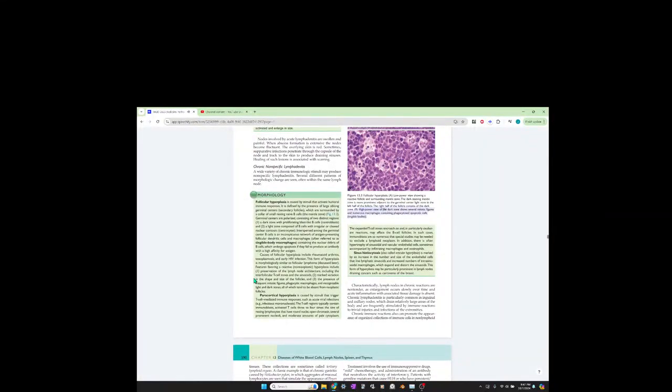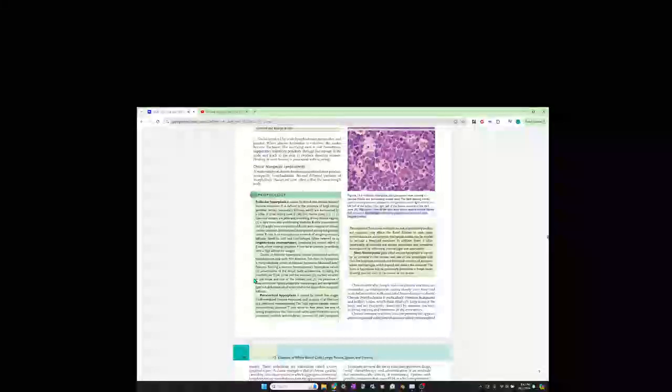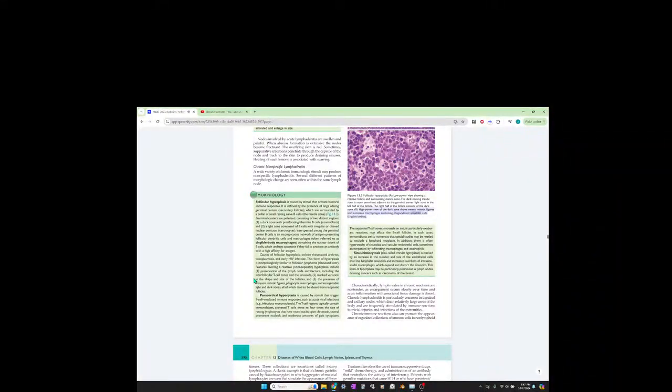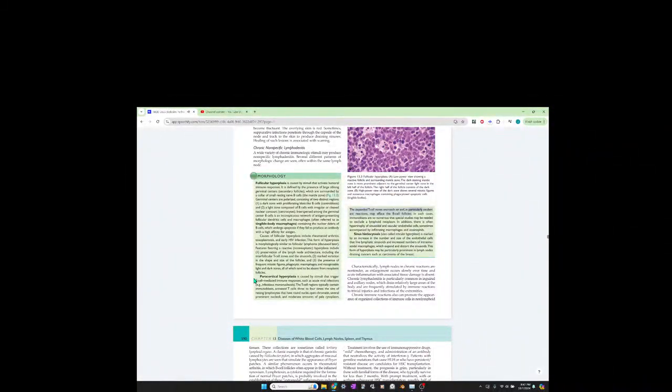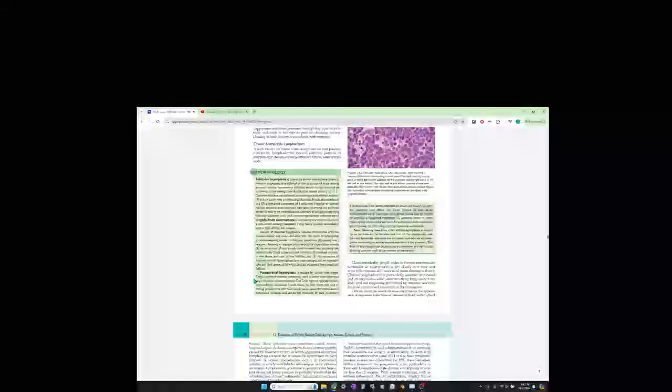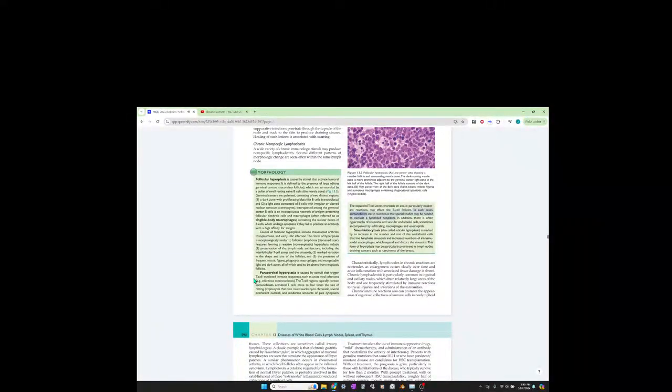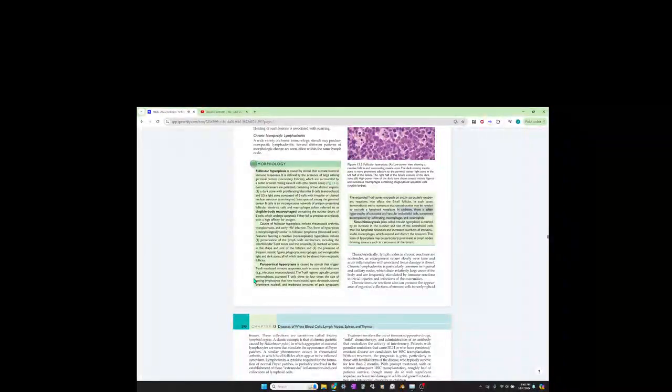High power view of the dark zone shows several mitotic figures and numerous macrophages containing phagocytosed apoptotic cells. The expanded T-cell zones encroach on and, in particularly exuberant reactions, may efface the B-cell follicles. In such cases, immunoblasts are so numerous that special studies may be needed to exclude a lymphoid neoplasm. In addition, there is often hypertrophy of sinusoidal and vascular endothelial cells, sometimes accompanied by infiltrating macrophages and eosinophils.